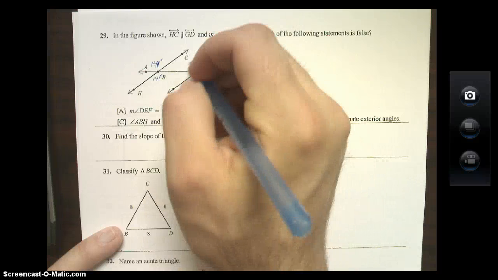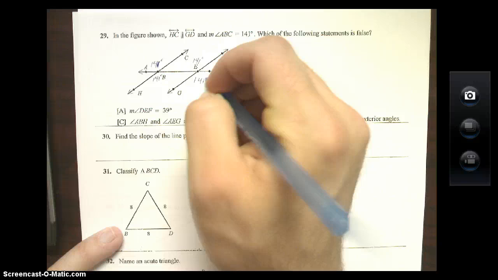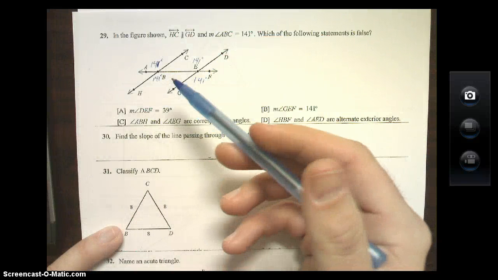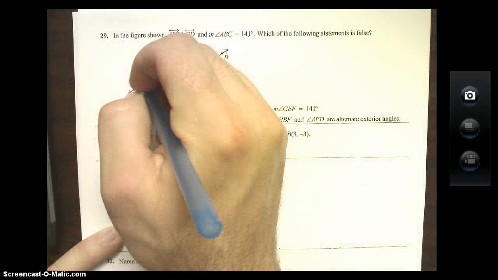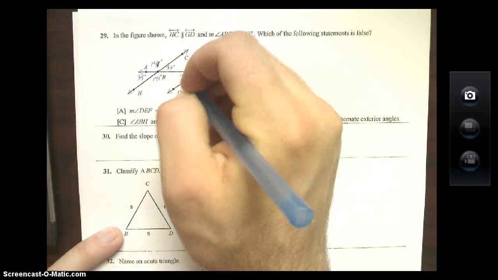Angle BED will be 141. Angle GEF will be 141. All right. Everything else has to be supplementary to those angles, basically. So 180 minus 141 is 39. Fill in the remaining gaps.